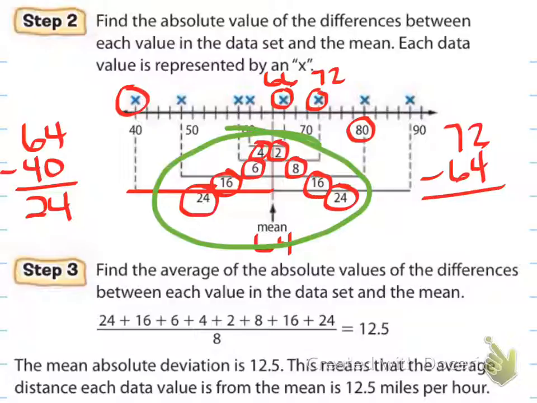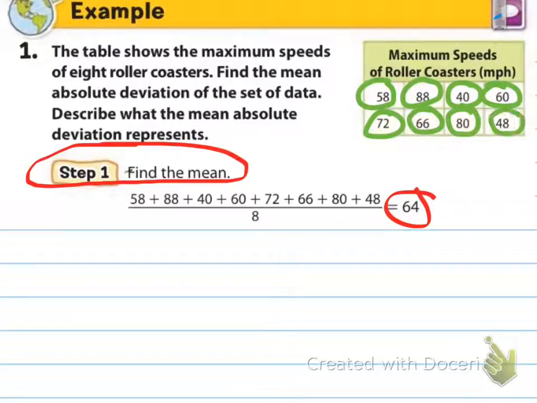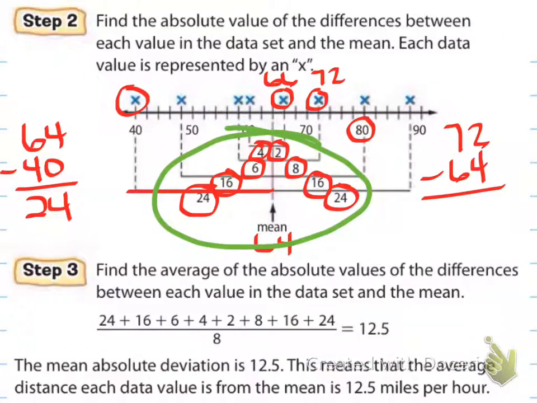Step 2 was just finding those values, the differences between the mean and all the numbers, okay? And really, we didn't have to look at that number line to do that. We could just take each of these numbers and either subtract 64 from them or subtract them from 64. So you're not going to have to make this number line like they did. Just want to make that clear.